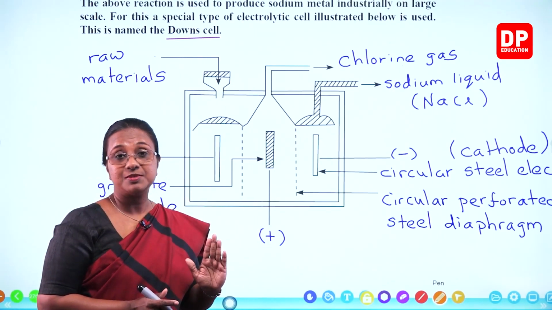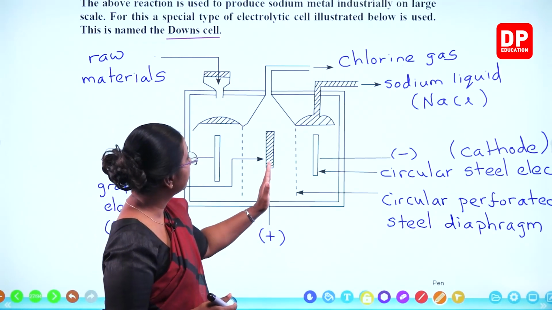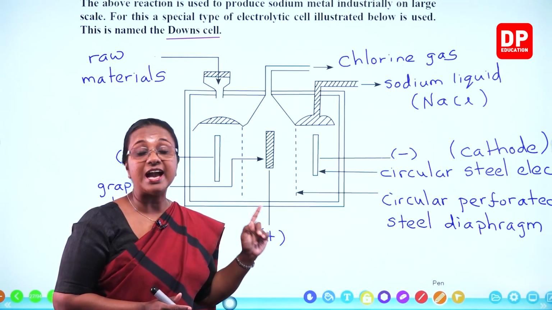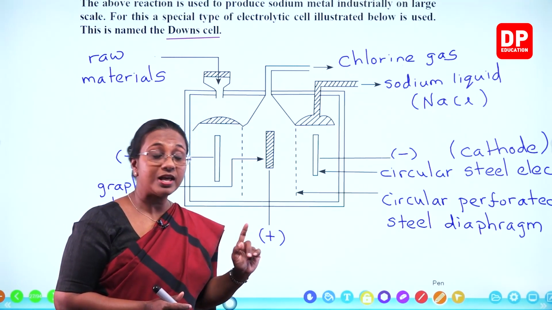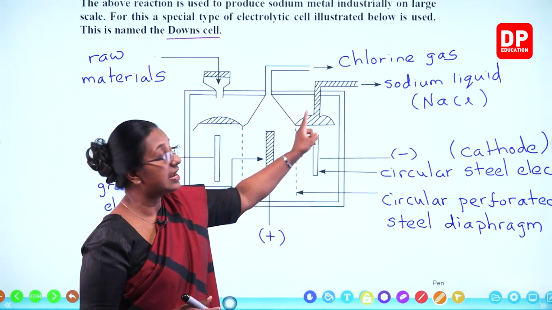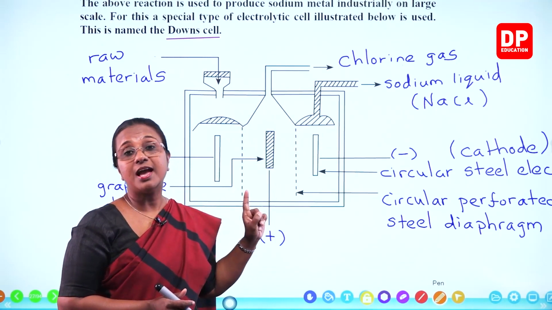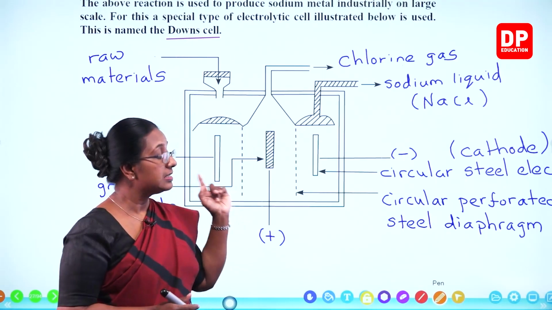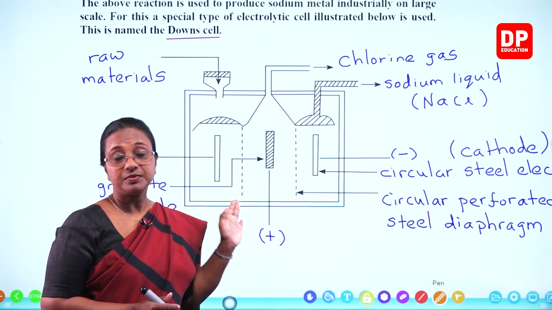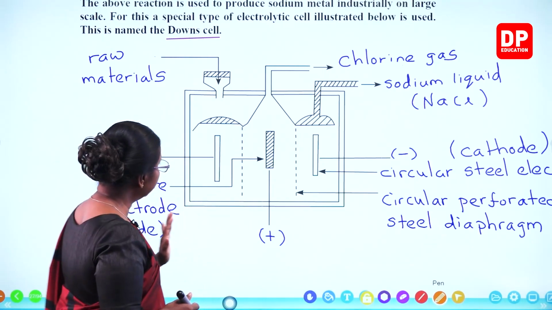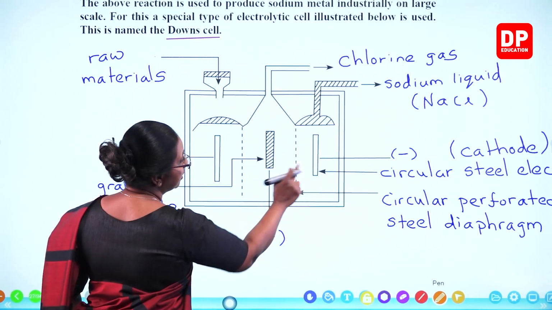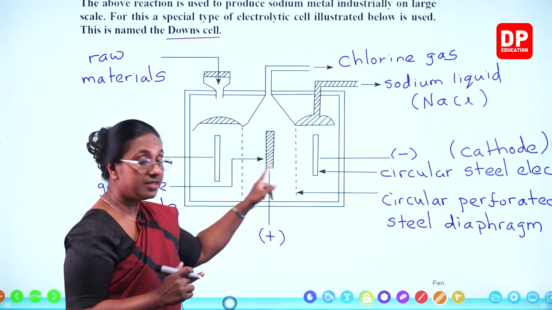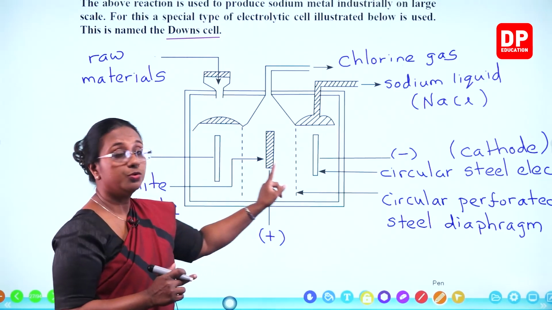So we have the anode, then a circular perforated diaphragm that facilitates the movement of ions. At the same time, it prevents the mixing of chlorine gas with sodium metal so that they don't react again. Once they are electrolyzed and produced, you get chlorine gas and liquid sodium. To prevent the reaction of liquid sodium with chlorine gas, we have this perforated circular steel diaphragm. Is that clear? Then we have the negative electrode, that is the circular steel cathode. Like I said, since it is circular, you see it at two points.